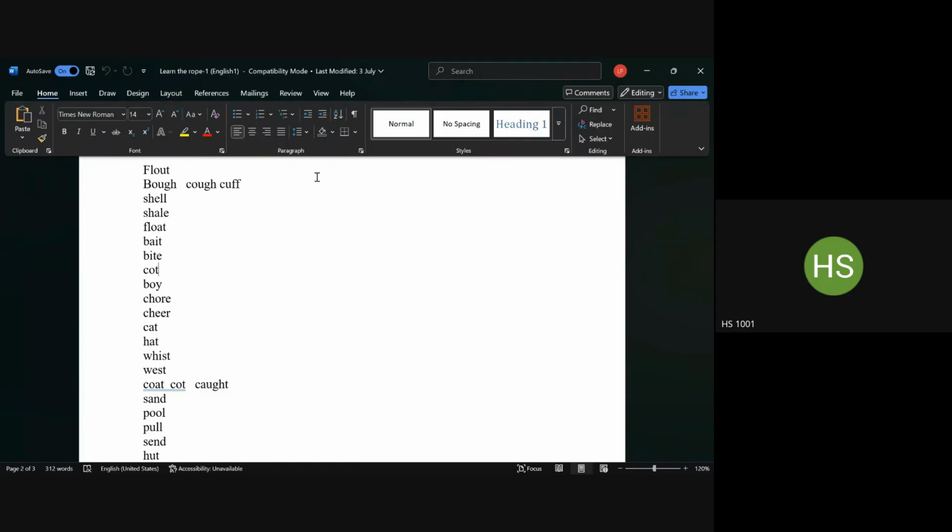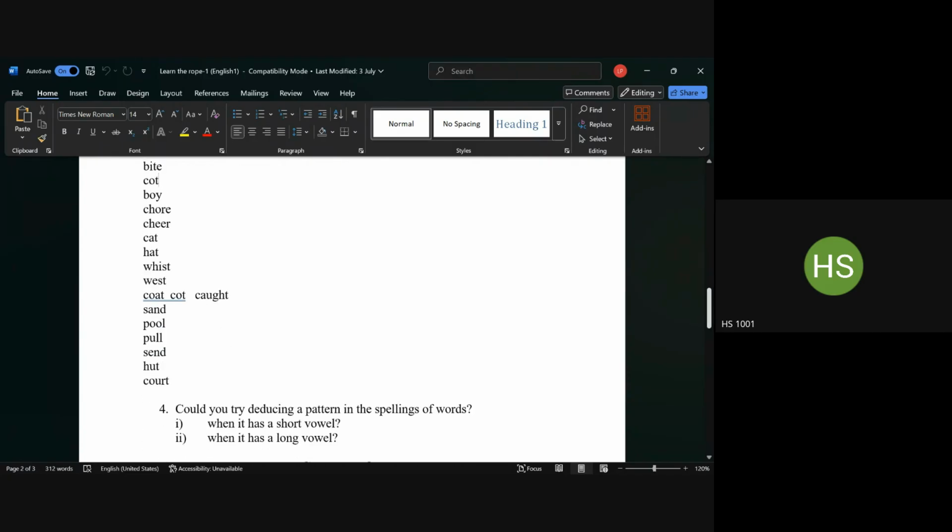The next one is cheer. Diphthong, right? That's a diphthong there. So ear, right? Then there's cat. Monophthong. This is a monophthong, right? So cat has a pure vowel a. So cat, packet, hat. The next one is hat. That also has the monophthong a. Next is whist. Monophthong. The short e sound.